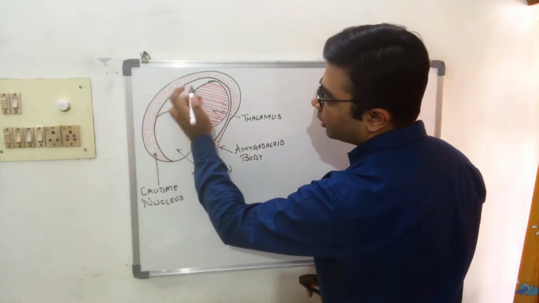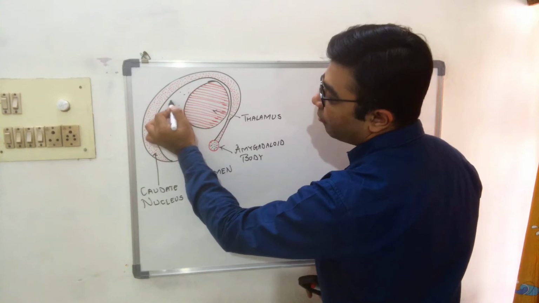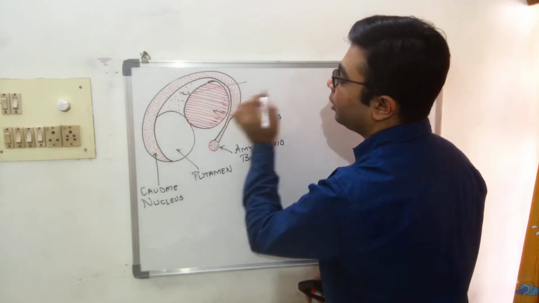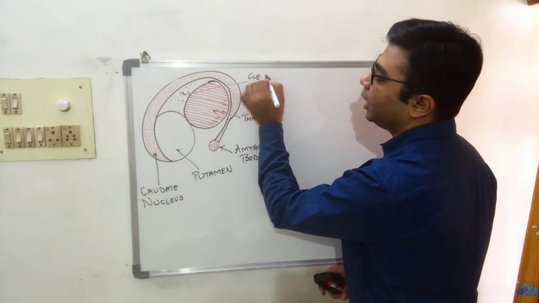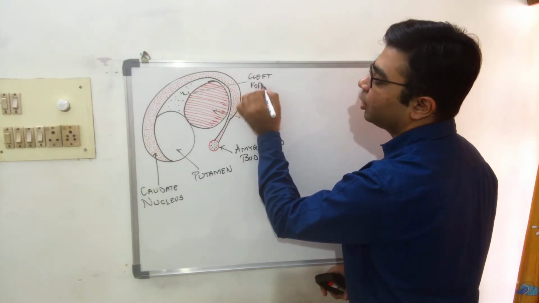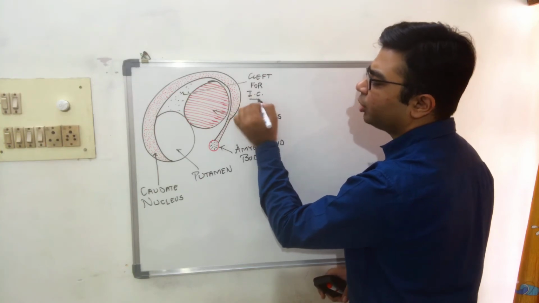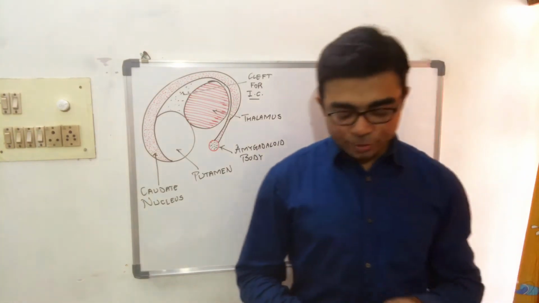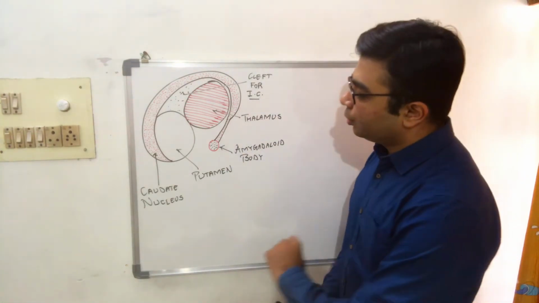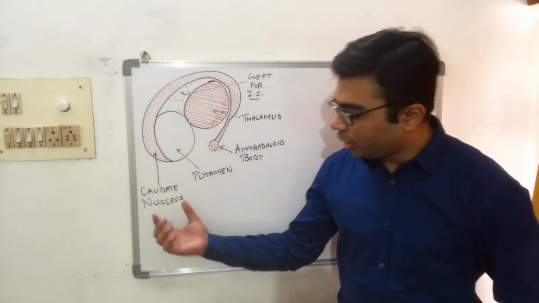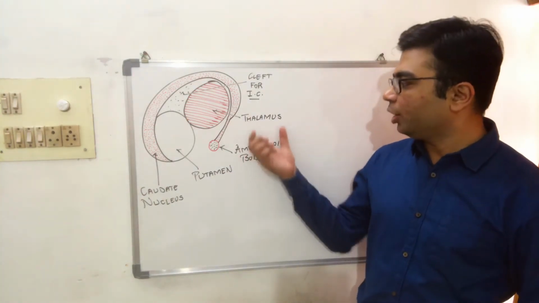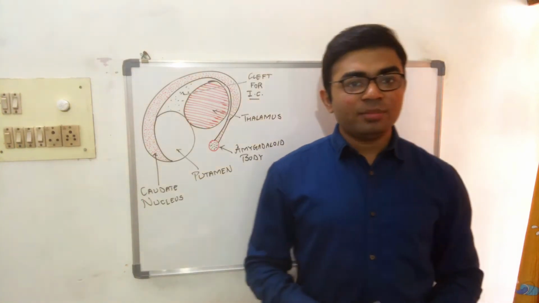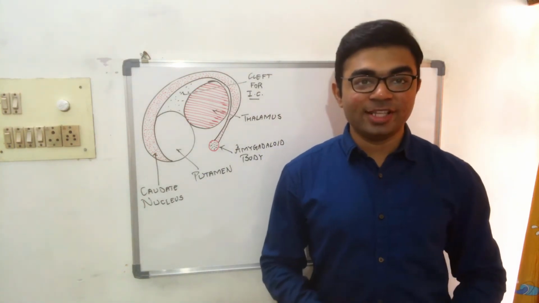And this much area, which is a space, or I can say the cleft for the internal capsule. In short, I write it as IC, that is the internal capsule. So in this diagram, you can see the caudate nucleus, putamen, amygdaloid body, thalamus, and the cleft for the internal capsule. Now comes the second component of this basal ganglia.